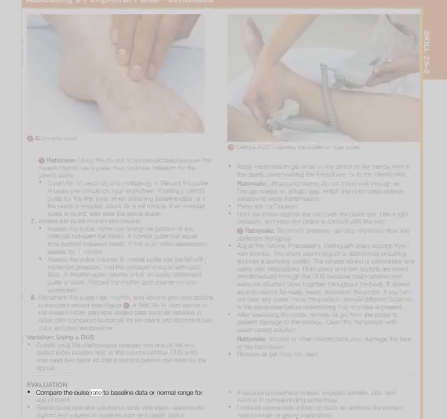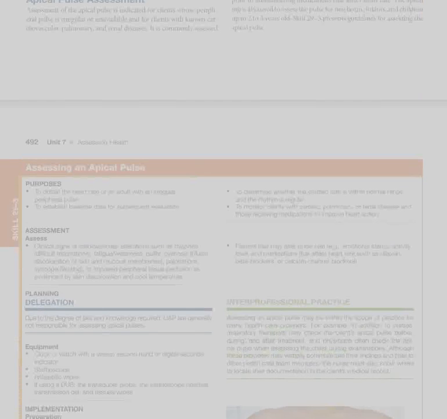Evaluation: compare the pulse rate to baseline data, or normal range for age of client. Relate pulse rate and volume to other vital signs. Relate pulse rhythm and volume to baseline data and health status. If assessing peripheral pulses, evaluate equality, rate, and volume in corresponding extremities. Conduct appropriate follow-up such as notifying the primary care provider or giving medication. G. Dorsalis pedis. Apical pulse assessment.